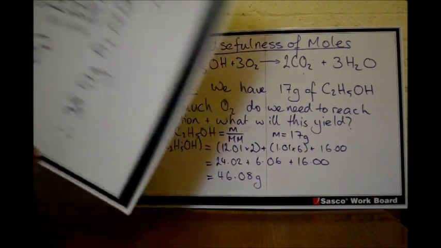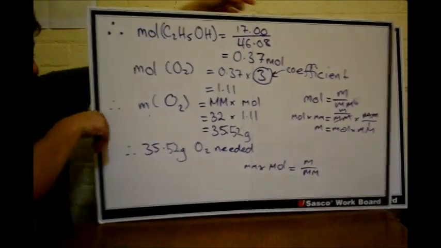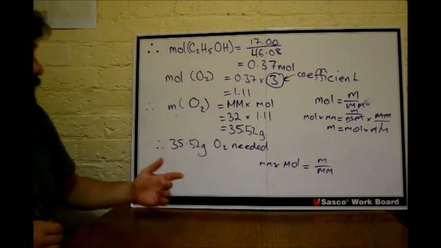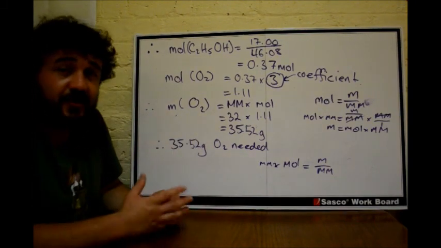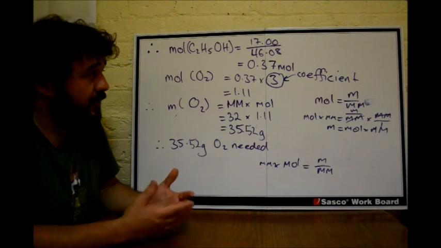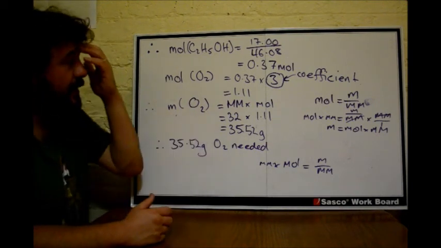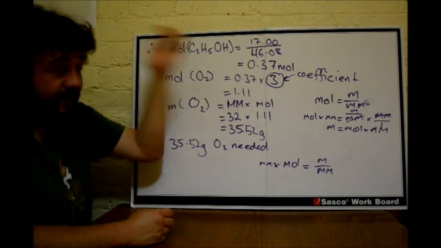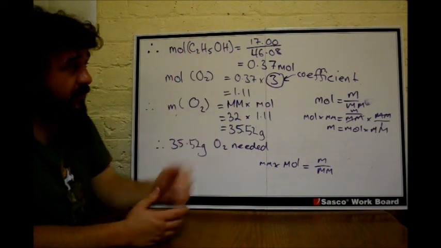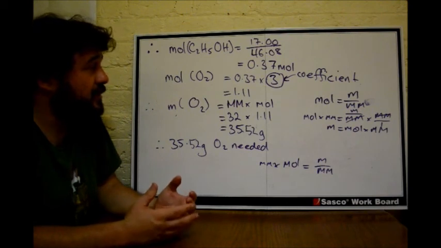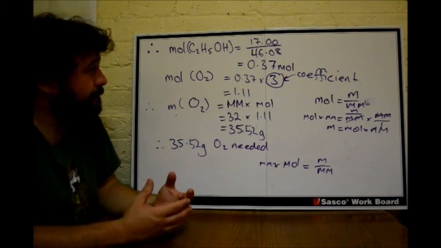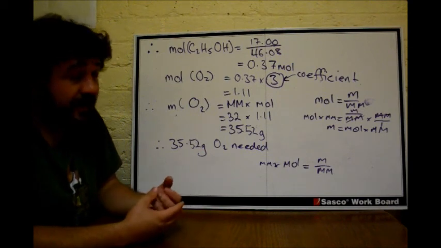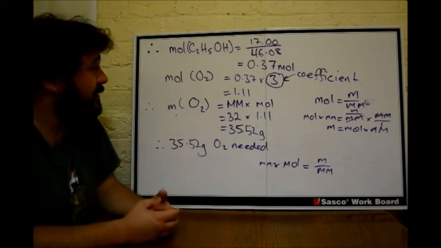And we bring this one over. Alright, so the moles, how much do we have? We have 17 divided by 46.08, and it gives us 0.37 moles. Okay, so that's how much ethanol we start off with. So essentially that's the unit of how many molecules of ethanol we start with.